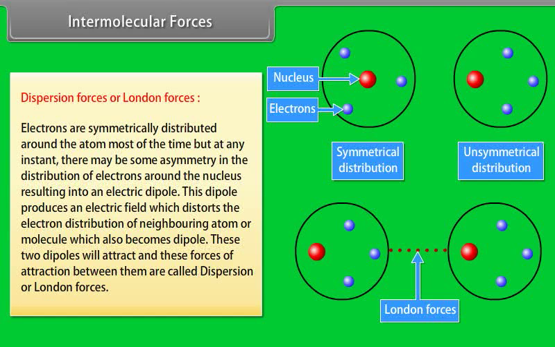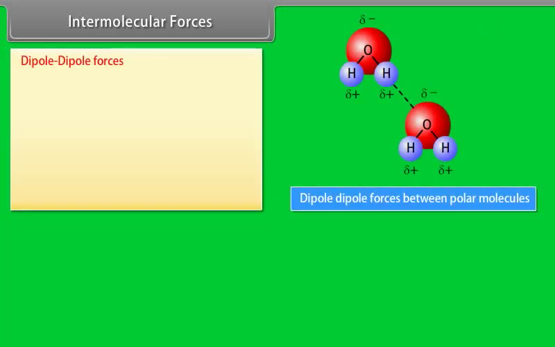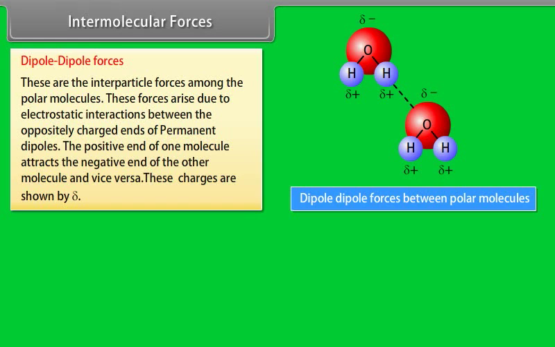For example, one atom has symmetrical distribution and the other has unsymmetrical distribution, and the atom with unsymmetrical distribution distorts the electron distribution of the other atom, resulting in a force of attraction. Dipole-dipole forces. These are the interparticle forces among polar molecules. These forces arise due to electrostatic interactions between the oppositely charged ends of permanent dipoles. The positive end of one molecule attracts the negative end of the other molecule and vice versa.